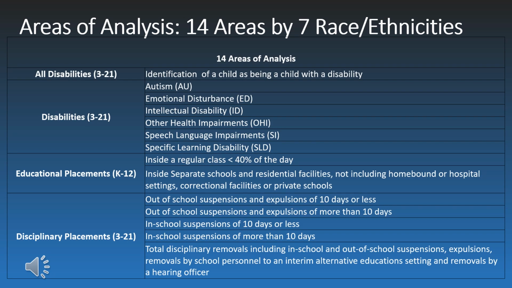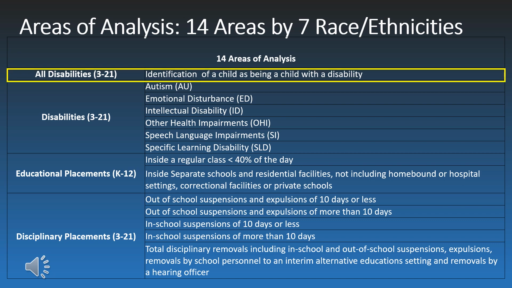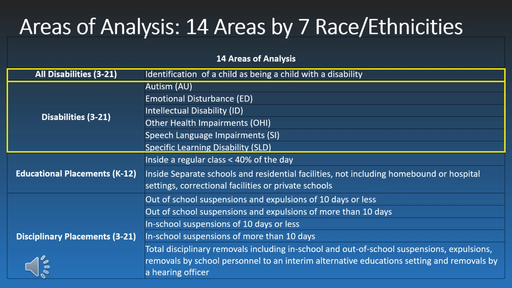The 14 areas of analysis can be broken into 4 broader categories. The first category is all disabilities, ages 3 to 21. This is the identification of a child as being a child with a disability. The second category is disability category. We have to examine 6 categories, which include autism, emotional disturbance, intellectual disability, other health impaired, speech language impairments, and specific learning disability.